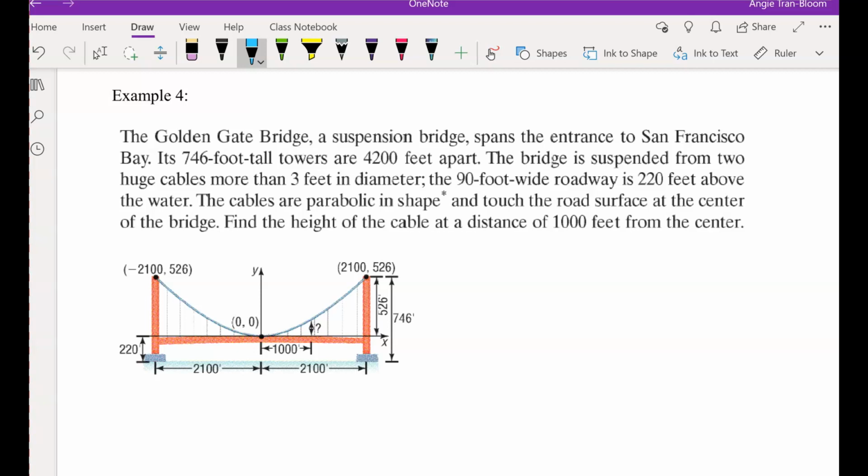Perfect. All right, what's our objective for this question? Find the height of the cable at a distance of 1,000 feet. Yes, okay. You guys are very uniform on that one. I want to find this little piece. Okay. What do we do?